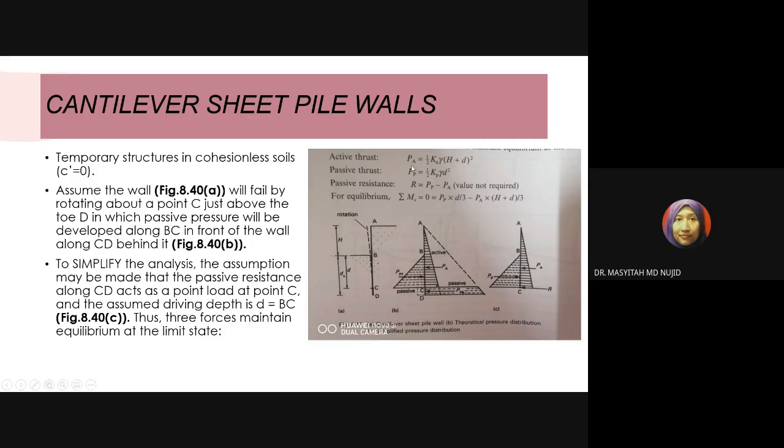So please remember again how to calculate the active thrust PA and also the passive thrust PP. The active thrust and the passive thrust are found by considering the area of the pressure diagram. For example, behind the wall is the active thrust, so the area of the diagram is a triangle. Therefore, the active thrust is half times the active pressure times the height. The height here is D plus H. While for the passive thrust in front of the wall, D is equal to the height of the passive pressure diagram.